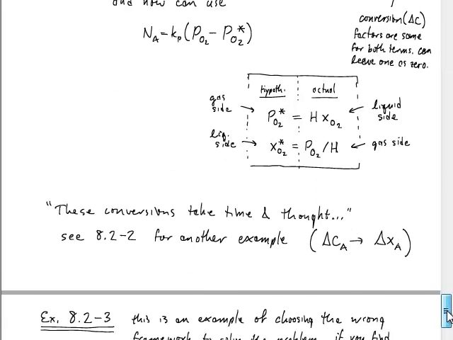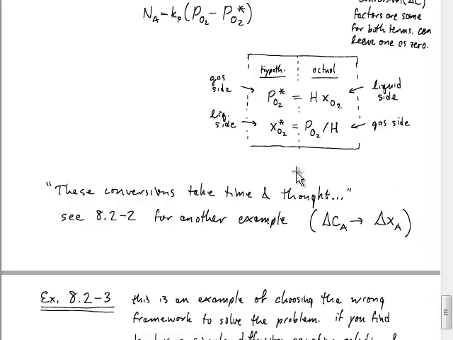I want to emphasize a comment that's made in Kussler's book. These conversions take time and thought. Okay, so to see another example, I encourage you to go and work through the example where you convert concentration driving force version of the mass transfer rate into a mole fraction driving force version of the mass transfer rate. Again, Kx will have different units than the normal K that we would multiply here.